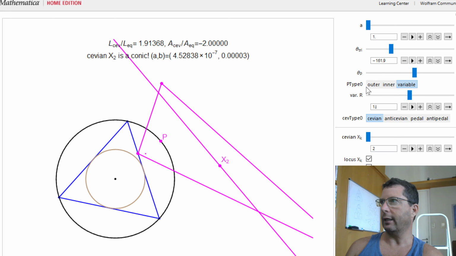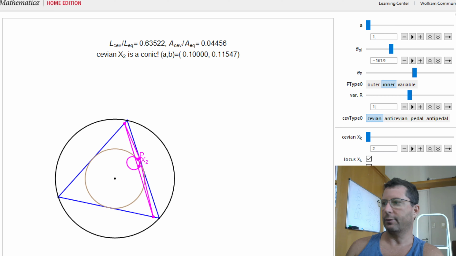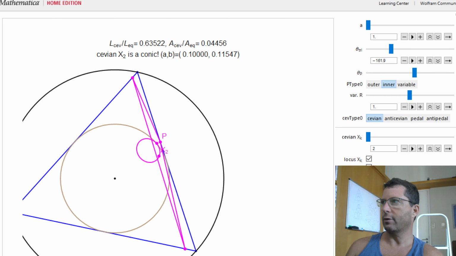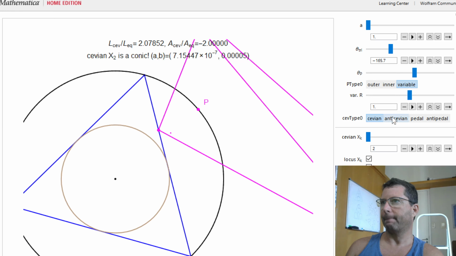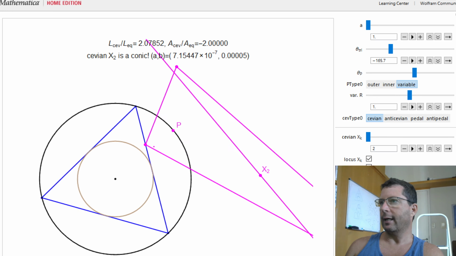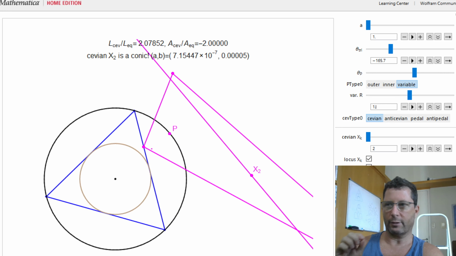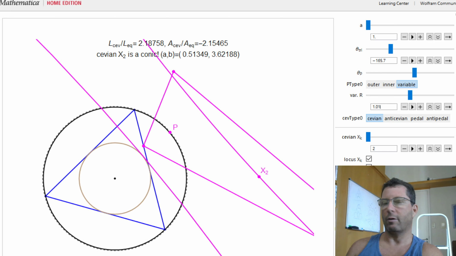Remember that when P was in the inner region, the locus was an ellipse. This locus was an ellipse, right? Now let's go back to the outer location, where the locus is a straight line. As soon as we perturb P away from the circumcircle, x2 undergoes a sudden transformation, but a pleasing one. Let's nudge P out of the circumcircle. It's at 1, let's go to 1.01. Now all of a sudden, another branch of a hyperbola appears.